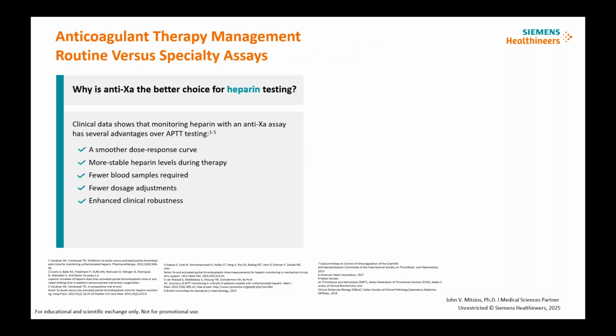When we think of testing, we think of the anti-10A testing for heparin. In the coming slides, I will show some data that supports these comments. For example, you get a smoother dose response curve. The patients have more stable heparin levels during therapy. Fewer blood samples are required to be drawn. Fewer dose adjustments and enhanced clinical outcomes. There are a number of studies that point to the clinical efficacy and the clinical utility of using the anti-10A assay, as it results in improved clinical outcomes.